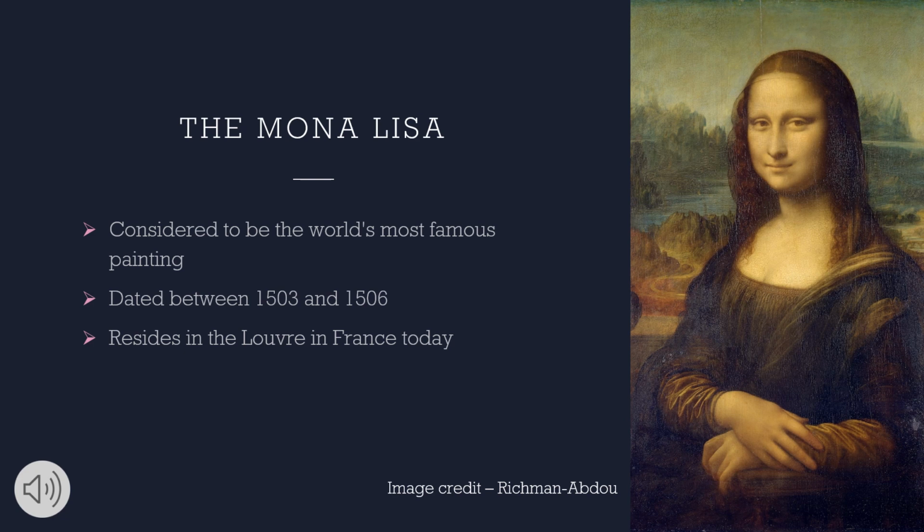In 1911, the Mona Lisa was stolen by a former Louvre employee. He stole the painting to bring it back to Italy where he thought it belonged. 2 years later, the painting was returned to the Louvre. Because of this event, the Mona Lisa rose to popularity, becoming the world's most famous painting. Today, the painting still sits in the Louvre where millions of people come to visit it a year.